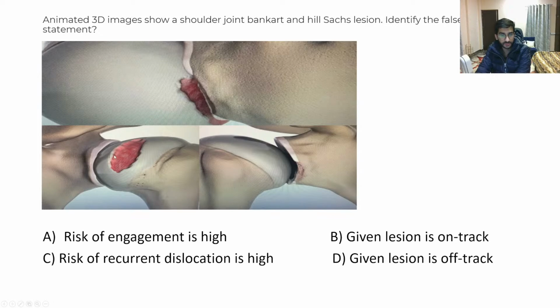So here you see this defect is larger than the Hill-Sachs defect, visually larger. So this is an off-track lesion. With an off-track lesion, the risk of engagement is high and the risk of recurrent dislocation is high. So the answer, identify the false statement, is the given lesion is on track. It is not on track.